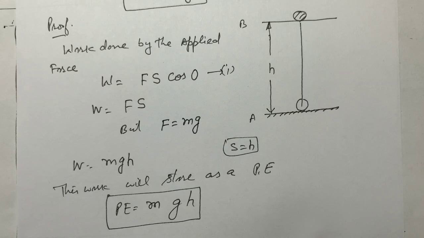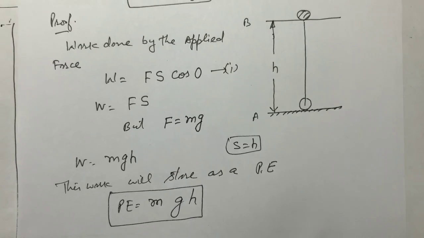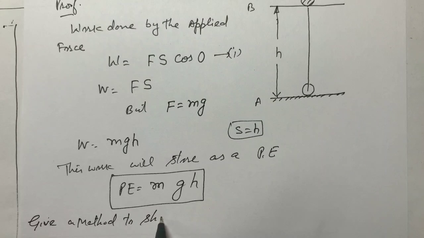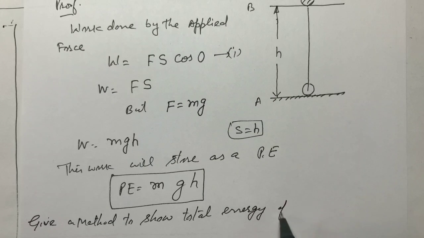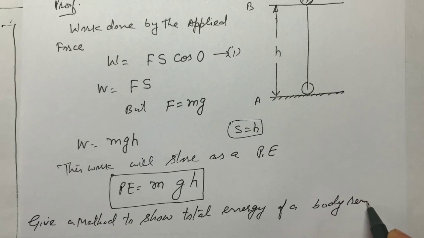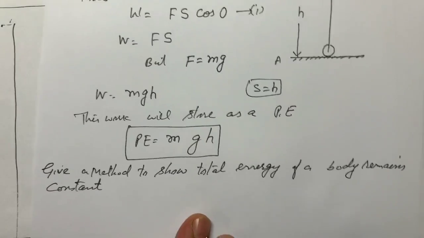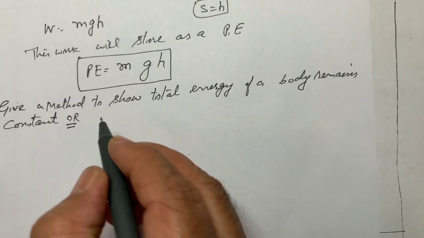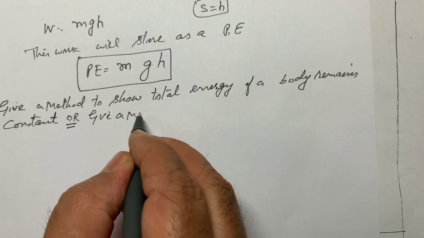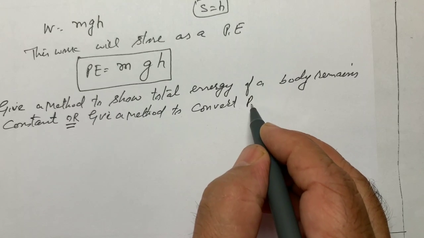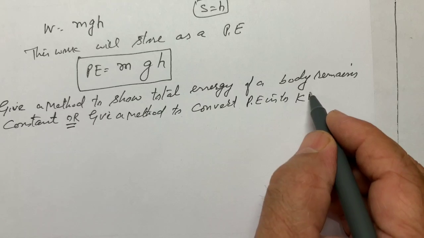Then next one is: give a method to show total energy of a body remains constant, or you can also say, give a method to convert potential energy into kinetic energy.